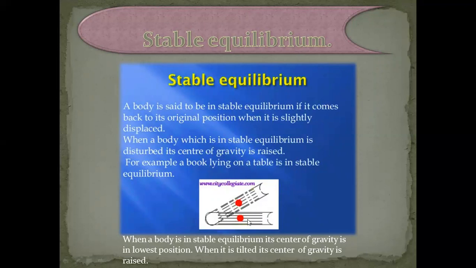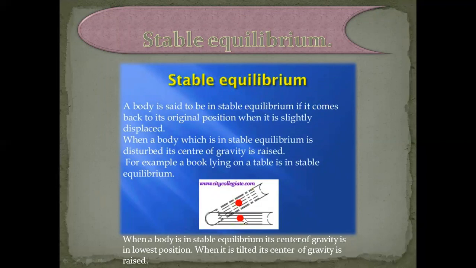You have seen this is a book, and here is the center of gravity. When the book is tilted, its center of gravity is raised. When the book is in a stable condition, its center of gravity is in a lower position. But when the book is tilted, its center of gravity is at its highest position. When the book is in a stable position, its center of gravity is at its lowest position.